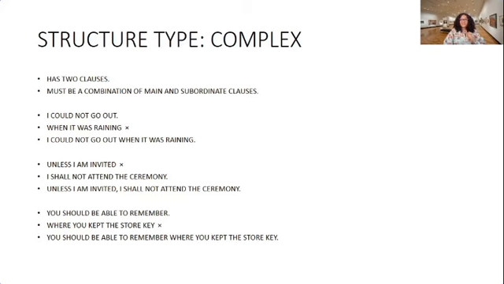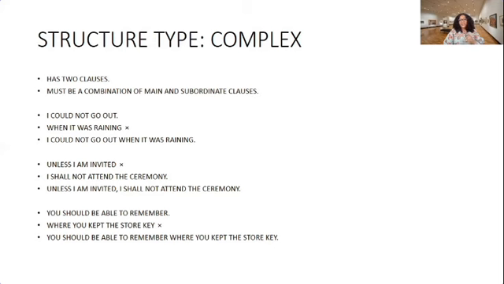When it was raining, that's a clause. That is not main. I can't just say "when it was raining" and stop talking. You will wonder what I want to say next, because it has an incomplete thought. But if you put those two together, "I could not go out when it was raining," now you have a sentence, two clauses. One is main, the other is subordinate, and that gives us a complex sentence.